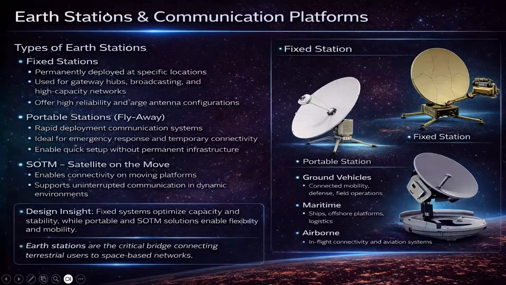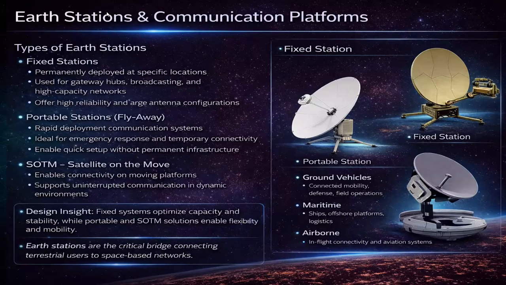Let's talk about Earth stations and the communication platforms. Earth stations are one of the most critical parts of satellite communication systems. An Earth station acts as an interface between users on the ground and a satellite in space. So what is an Earth station? It is responsible for transmitting signals to the satellite and receiving signals from it. So it enables communication between terrestrial networks and space-based systems.